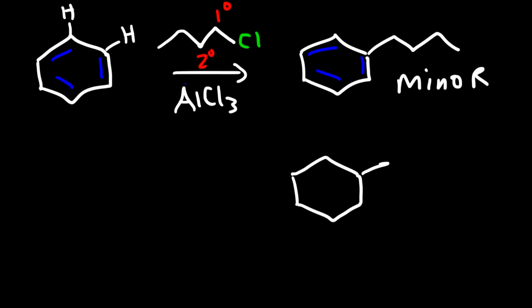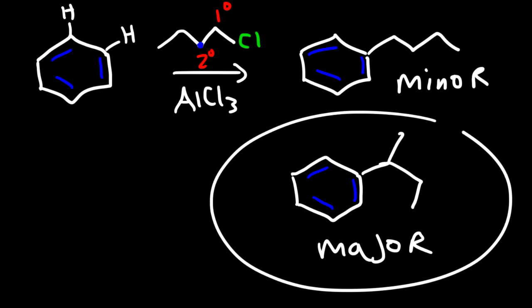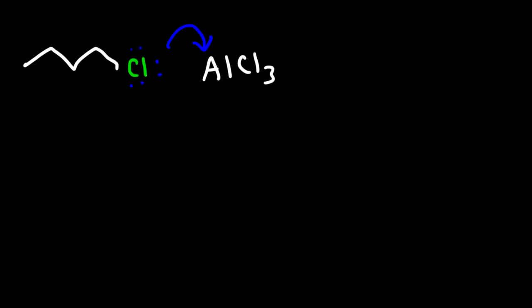So if we attach it here, we have an ethyl on the left and a methyl on the right after you kick out the Cl group. So the major product will look like this. So this is the answer you should put on a test. Now we definitely need to go over the mechanism for this reaction so you can see how it rearranges. So the first thing that's going to happen is the alkyl chloride is going to react with the Lewis acid catalyst.